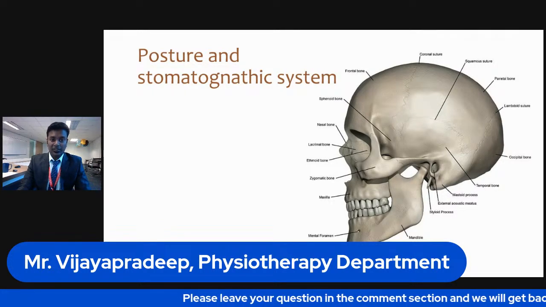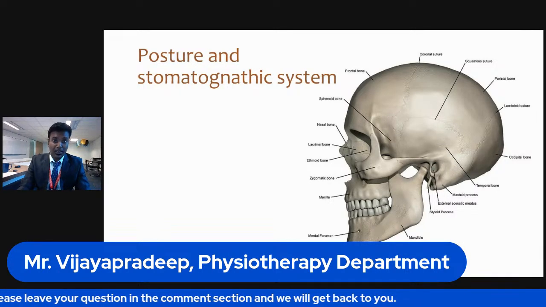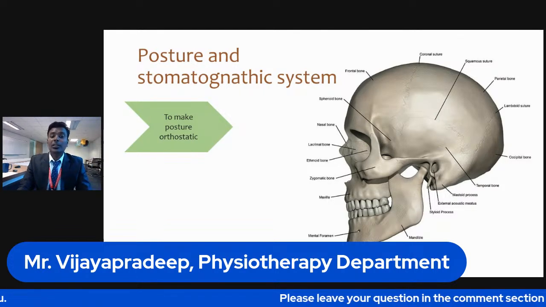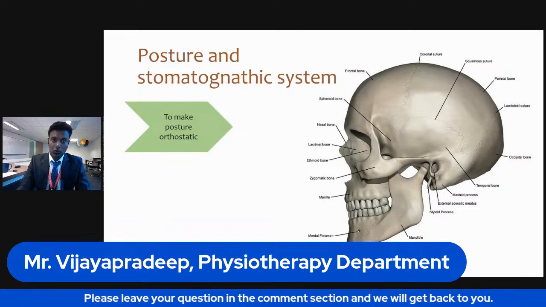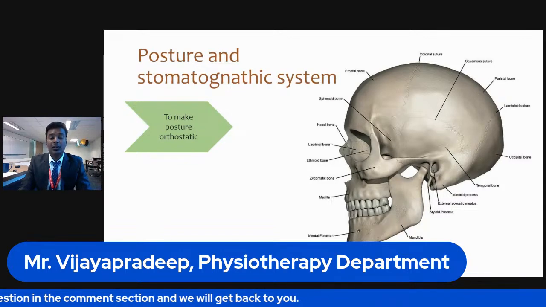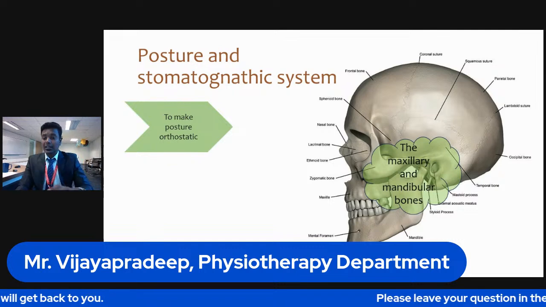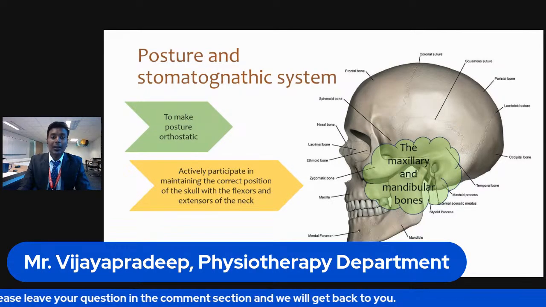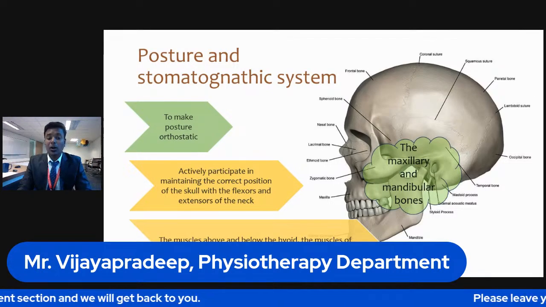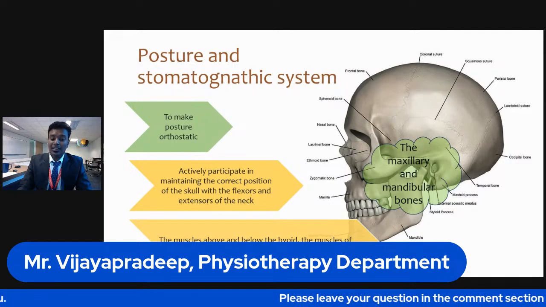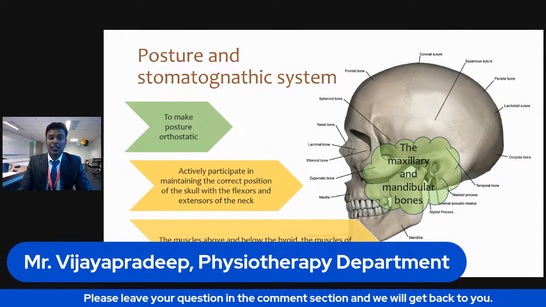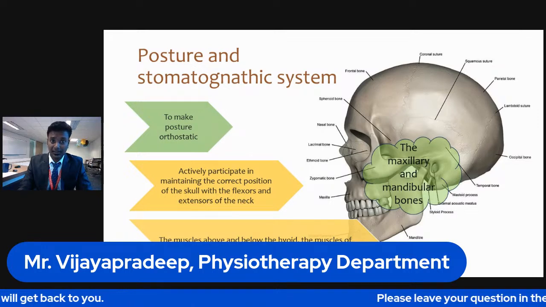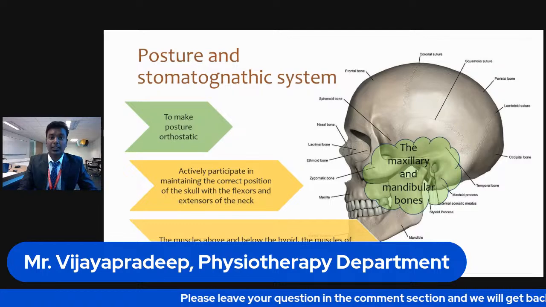The next thing is the stomatognathic system, and recent evidence shows the importance of multiple musculoskeletal systems of the body in making the posture orthostatic. If the goal is to keep your body in a stable posture, simply said orthostatic posture, the maxillary and mandibular bones play a main role, actively participating in maintaining the correct position of the skull, together with the flexors and extensors of the neck, the muscles above and below the hyoid bone, the muscles of mastication and the shoulder girdle muscles. These are also responsible for making proper posture. Combined, these systems are called the stomatognathic system, which is also essential to maintain proper balance.